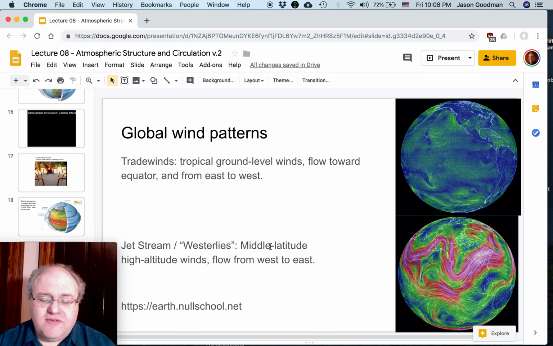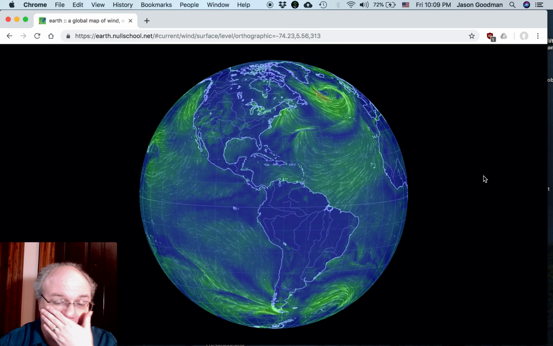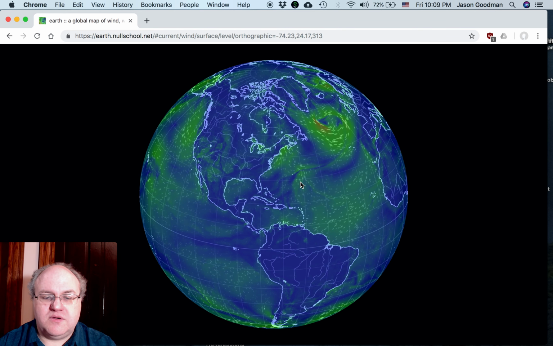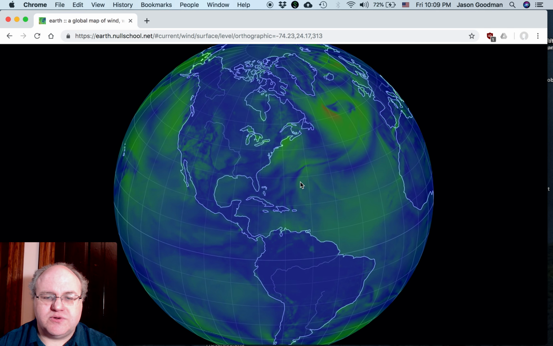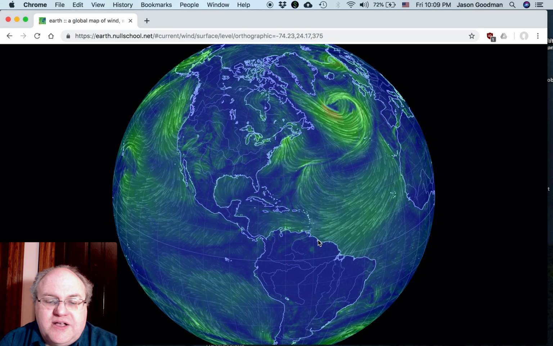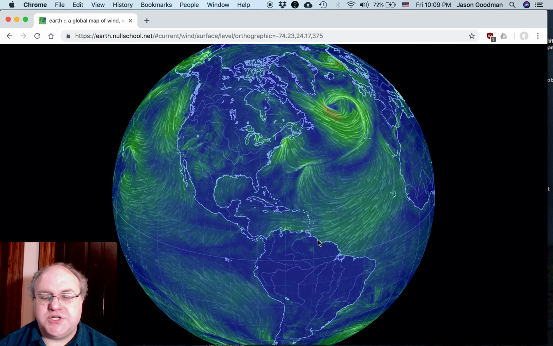So I have a cool website that allows you to visualize and see wind patterns as they move around. I'd like to show you that so we can see what these trade winds and jet stream winds look like today. Let me see if I can switch over here. Let me zoom in a little bit. This website is called earth.nullschool.net. Let's let it come into fruition here.